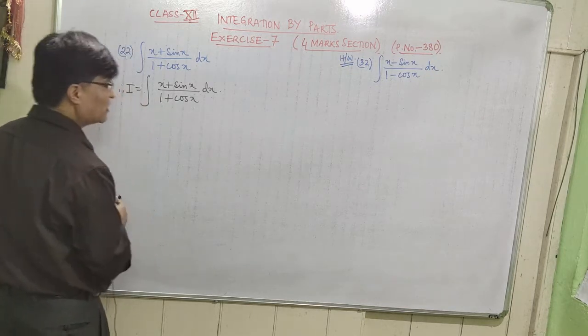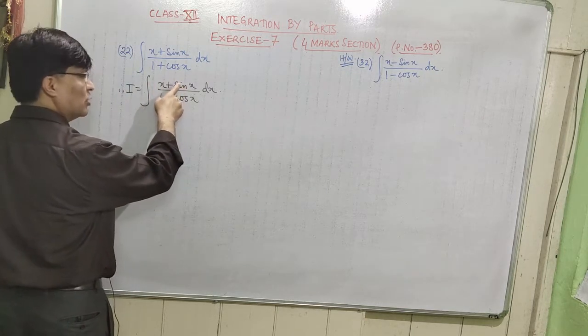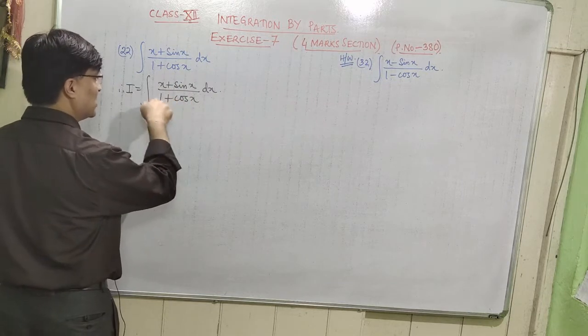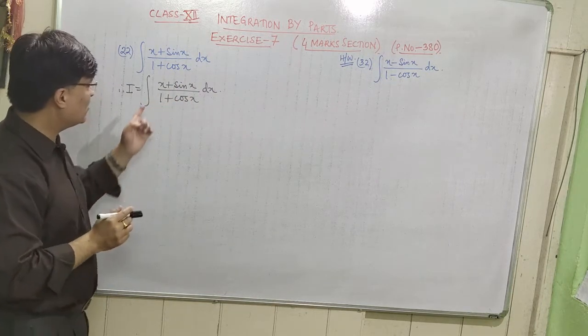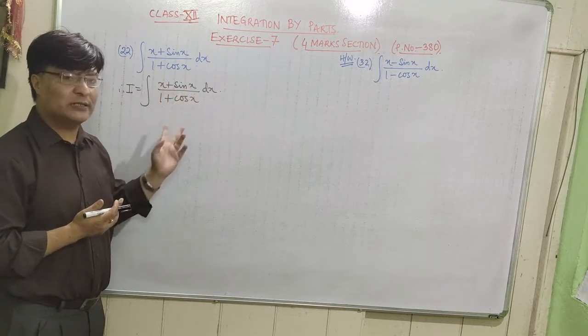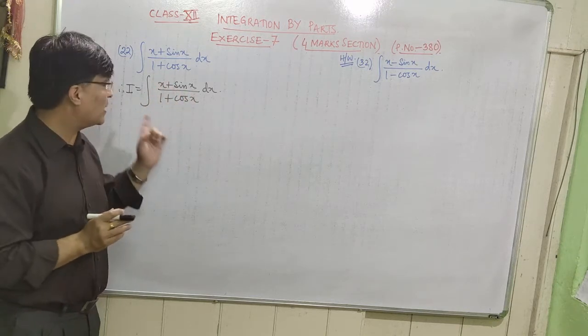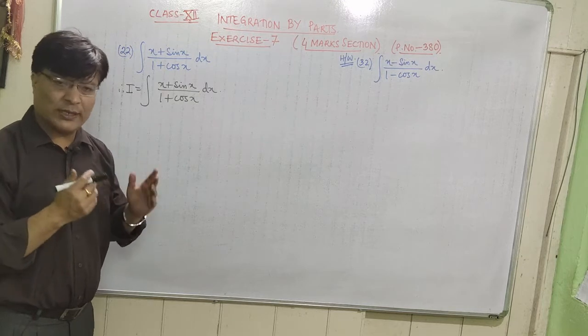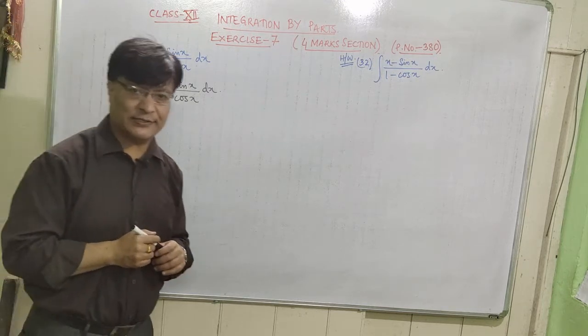So now in this case x plus sin x is in the numerator and 1 plus cos x is in the denominator. But we cannot assume x plus sin x as z because differentiation of the numerator is the denominator in this case. So we cannot assume x plus sin x here. So let us use different methods in this case.